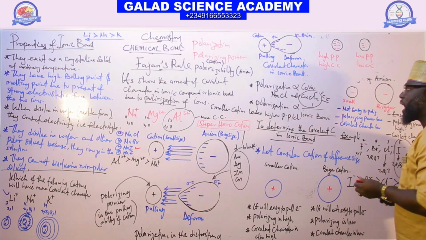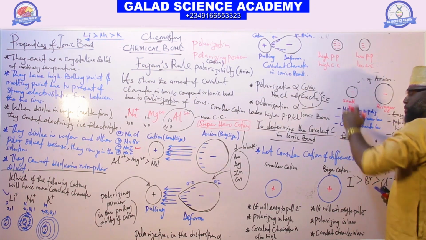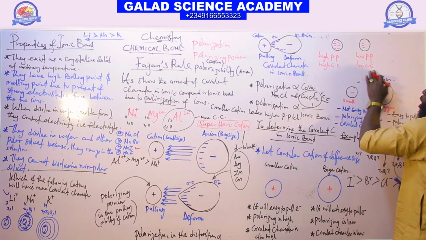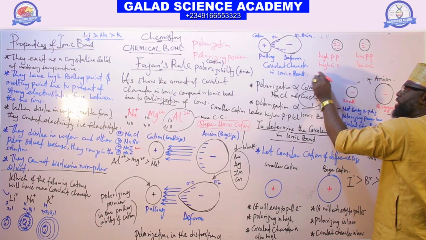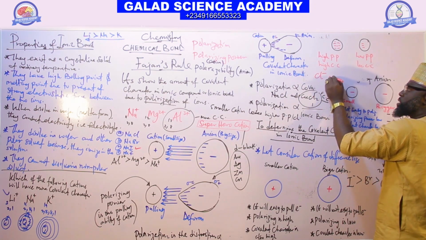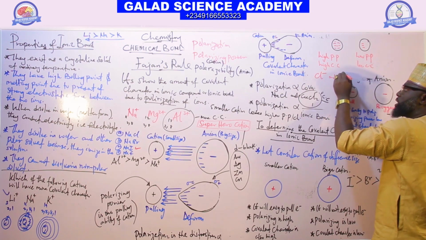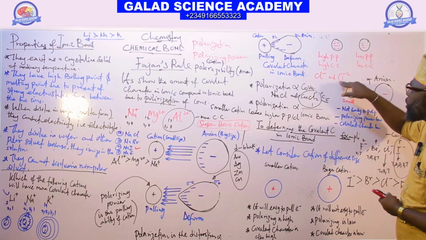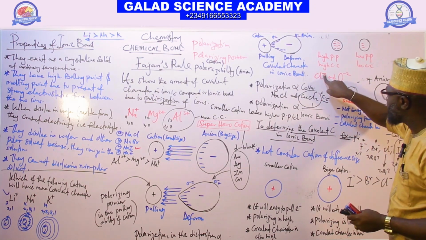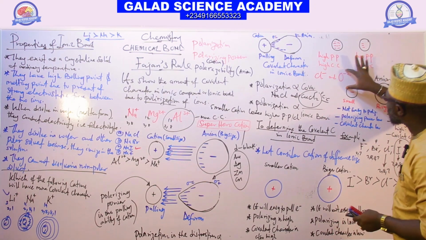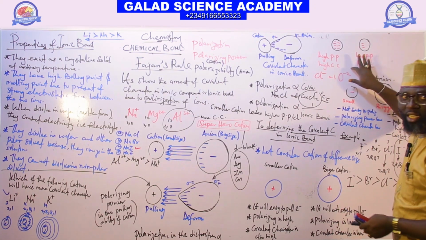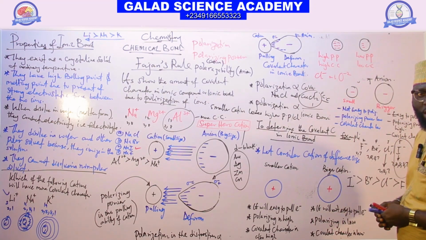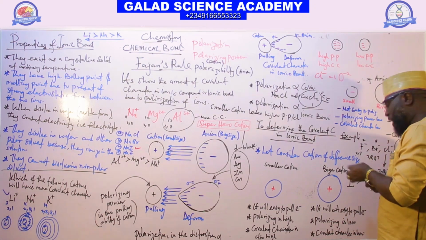The example of this one is also easy. You are asked which of the following ions will have more covalent character. We are given chlorine minus and oxygen 2 minus. Which of the two ions will have more covalent character? The charge here is 1, the charge here is 2. Therefore, the one that has the highest level of charge will experience more polarizing power and more covalent character.